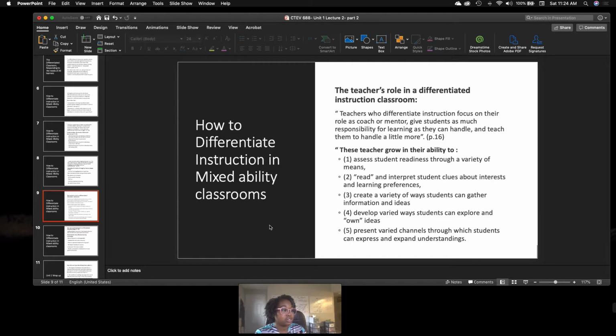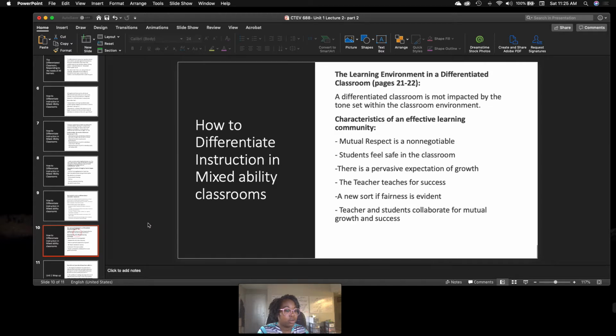So these teachers grow in their ability to assess student readiness through a variety of means, read and interpret student clues about interests and learning preferences. So you have to be an active listener. Create a variety of ways students can gather information and ideas, and then develop varied ways students can explore and own ideas. And then present varied channels through which students can express and expand understanding.